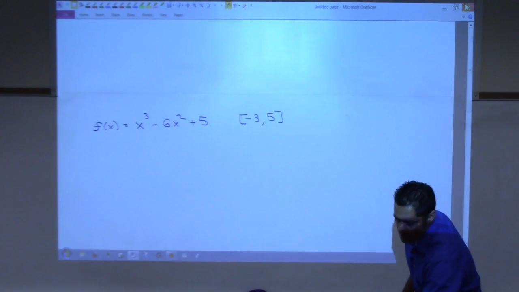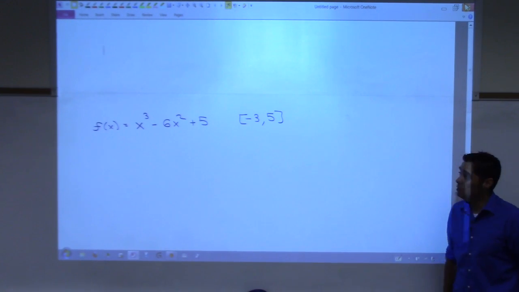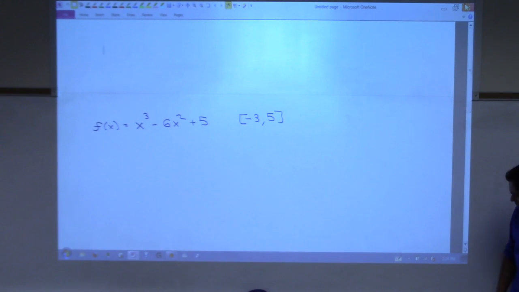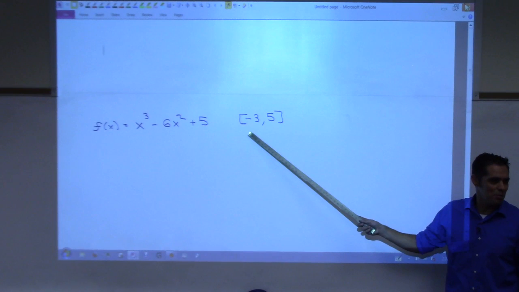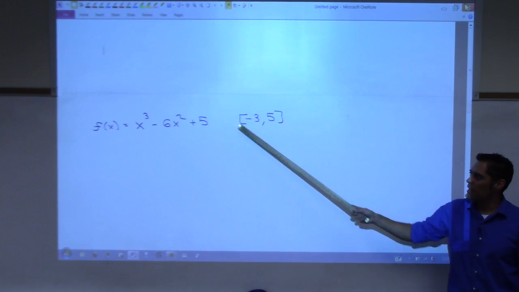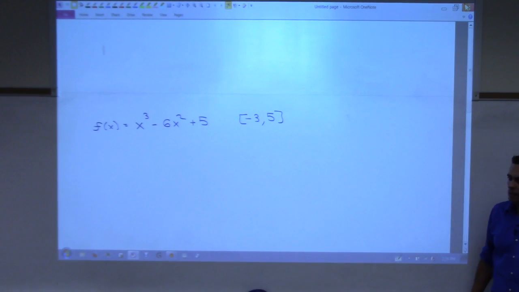So we're going to use the closed interval method. Why am I going to use the closed interval method? That's what we're studying. Yes, because you realize this is a closed interval, and you realize that's a continuous function. And you're being asked to find the absolute max and min. So to do that, we apply the method.